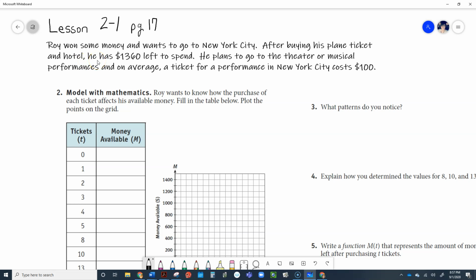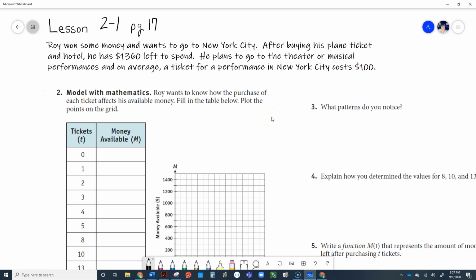And then after he paid for those two things, the money that he has left over is $1,360. That's how much money he has left to spend. And he only wants to spend this. He doesn't want to spend any of his own money. He plans to go to the theater or maybe to some musical performances, and on average, a ticket for performances in New York City costs $100.